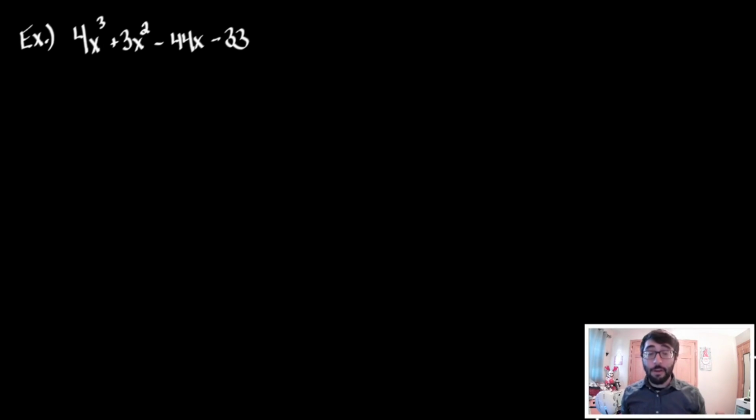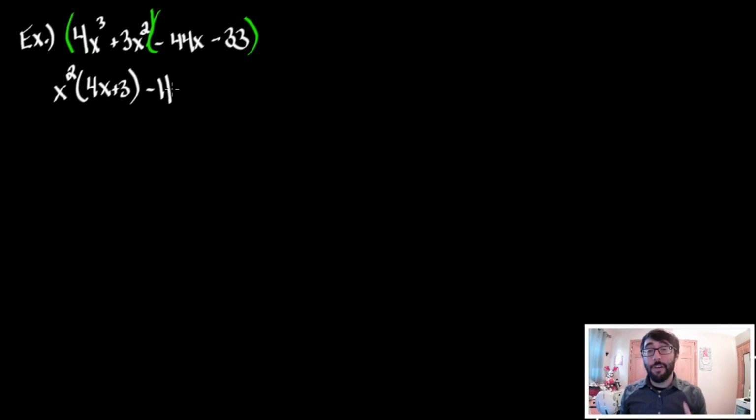Now, remember, factor by grouping comes from us grouping, in 4 term cases, the first 2 terms together and the last 2 terms together. And then we take out the greatest common factor in each group. So if I look at this first group here between 4x cubed and 3x squared, I can take out an x squared. And when I take out an x squared, that leaves me with x squared times 4x plus 3. If I look at the second group between negative 44x and negative 33, I can factor out a negative 11.